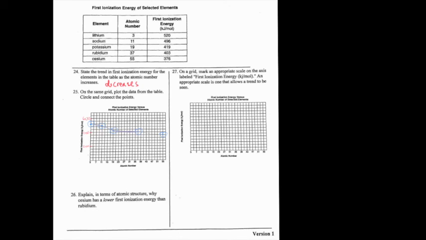26 wants us to explain in terms of atomic structure why cesium has a lower first ionization energy than rubidium. So cesium. Cesium, I forgot what I wrote. So cesium has more energy shells, energy level shells. So it's easier for electrons to move away because they're very far from the center, those valence electrons. So they're going to be easy to remove from other elements with high electronegativity. So that's why it has a lower first ionization energy. It's bigger in size and those electrons are very far out. So it's easy to take them away.